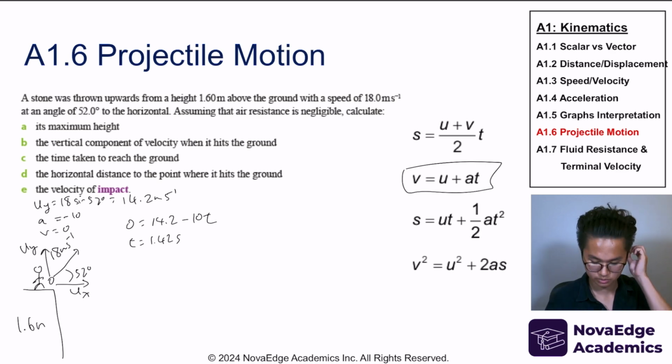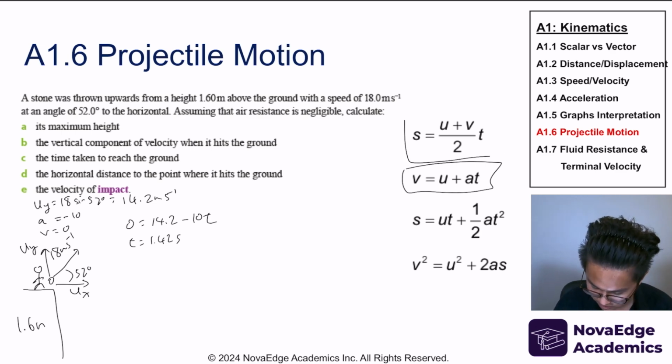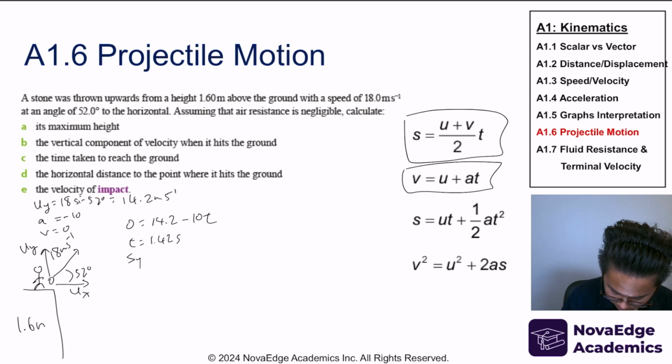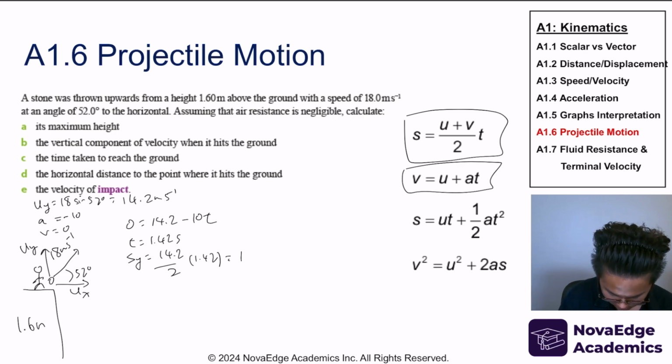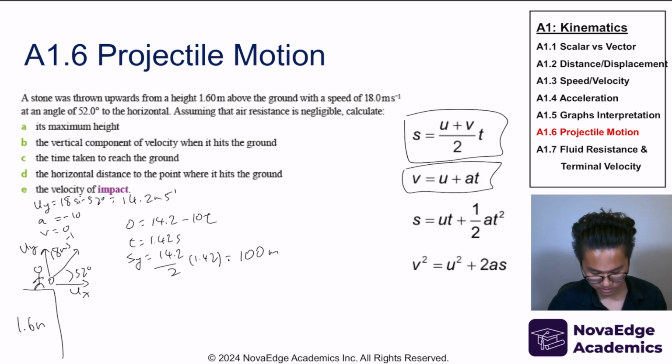This is going up. Okay, I can now find the displacement going up. So that's equal to 14.2 divided by 2 times 1.42. That's equal to 100 meters, about. Okay, so 100 meters to the top, that's my peak height. Let me just make sure. It sounds sus.